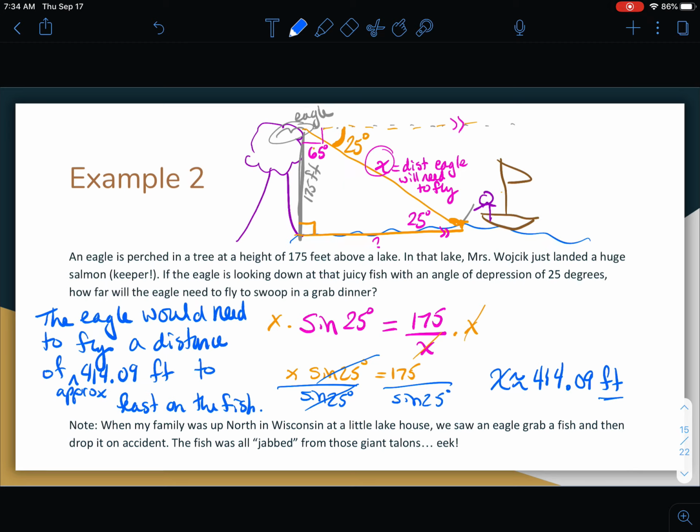So this seems like a pretty long distance. I don't know. I should look up how far can an eagle fly in one swoop. Going downhill, maybe that's a little bit easier. I don't know. But this would be about how long.